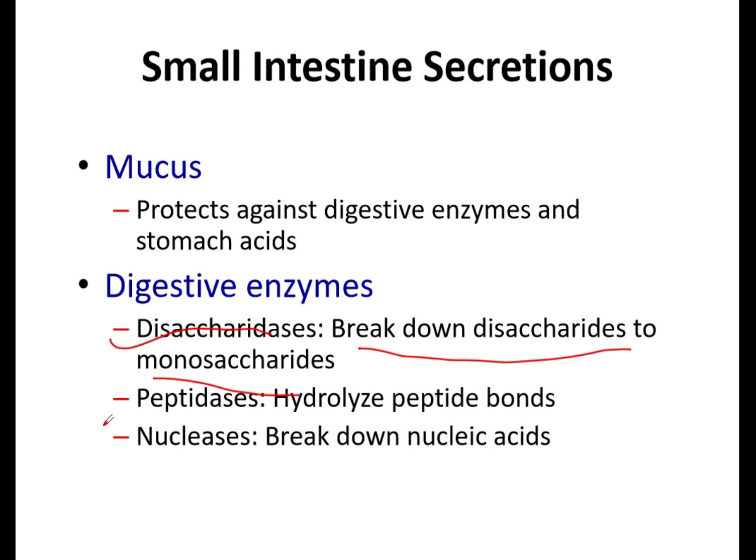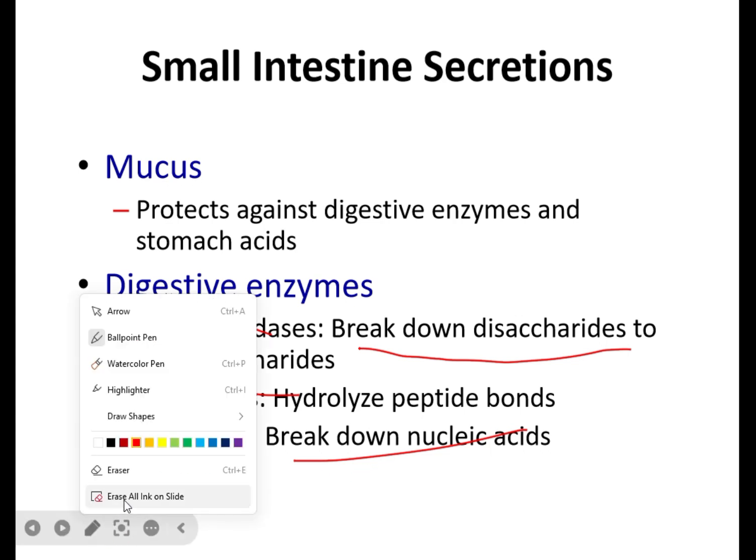Then peptidase. Peptidase hydrolyzes peptide bonds, and nuclease breaks down nucleic acid. What nuclease performs is the breakdown of nucleic acid, right?